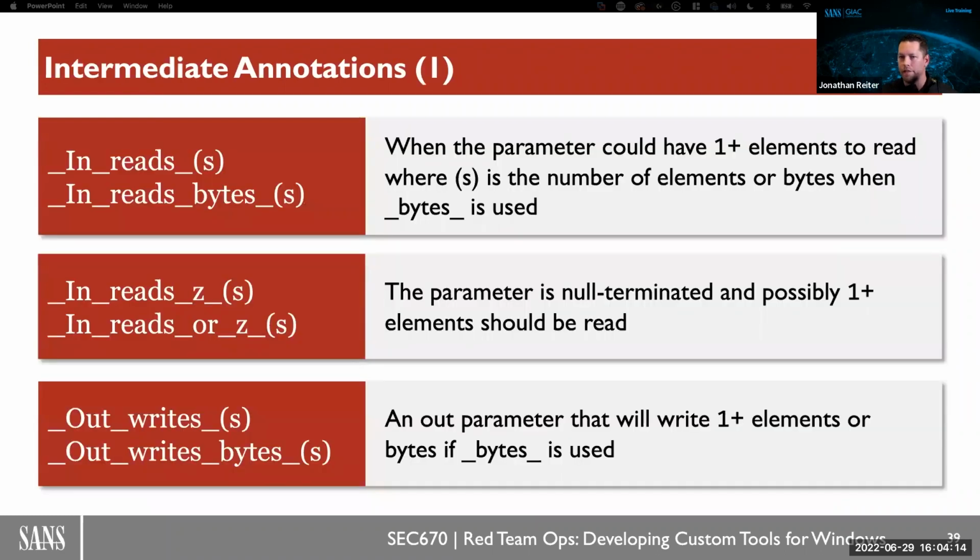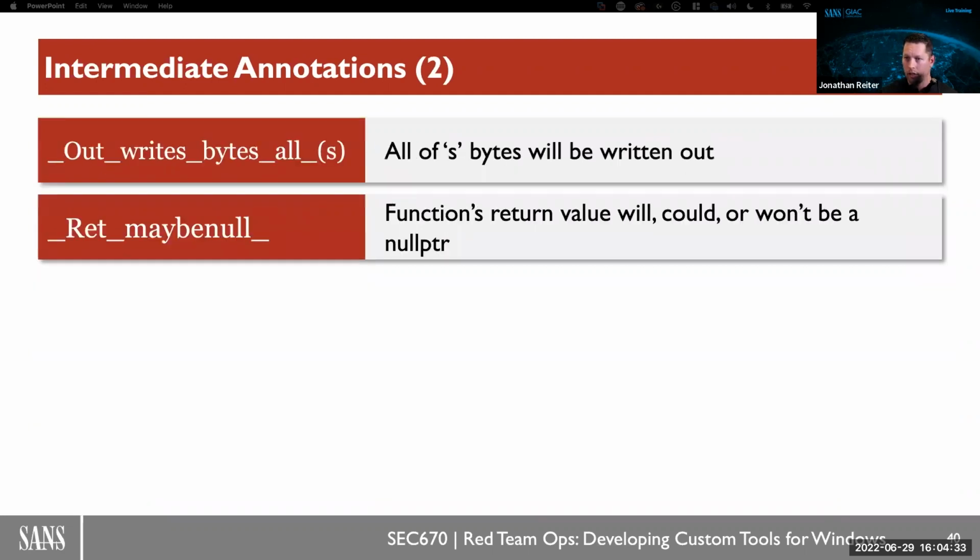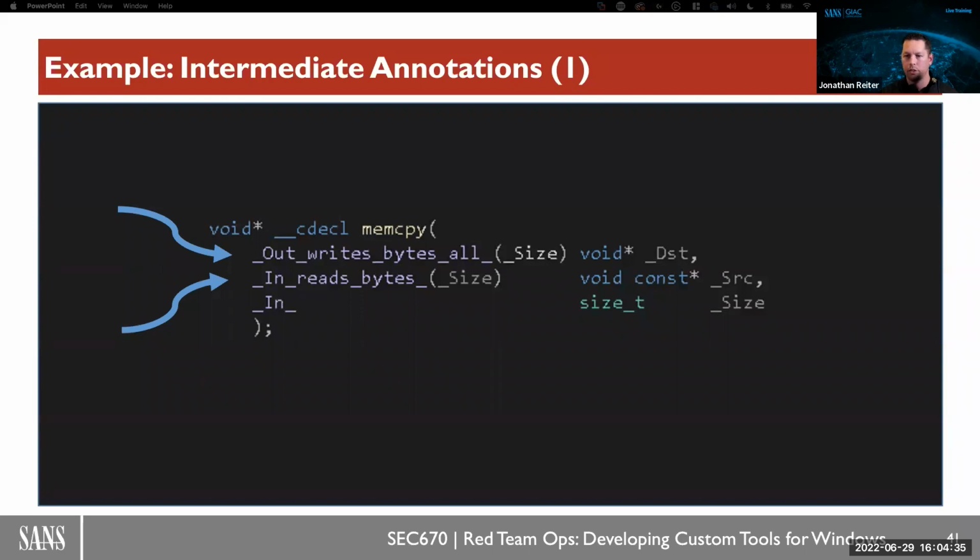There are more advanced or intermediate levels of SAL annotations, right? They can be much more complicated and very descriptive with what's happening. So a function could write out a bunch of bytes to a destination. What that looks like here is if you were to recreate memcpy, you could annotate the parameters with SAL annotations and make it a little bit less vulnerable to overflows.